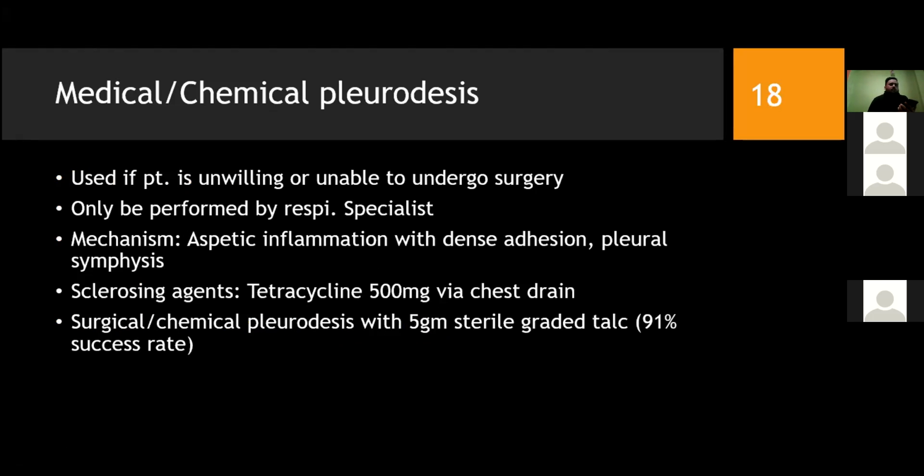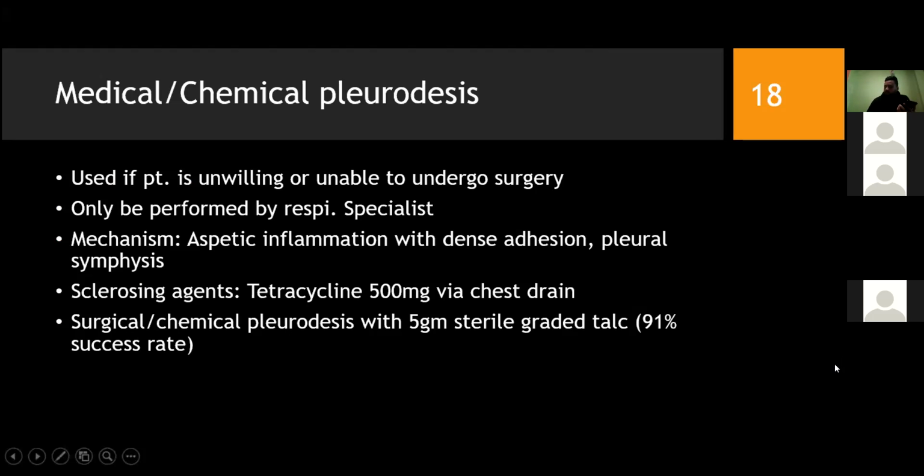Pleurodesis simply means that through the chest drain we will instill some drugs. Basically, we will use a sclerosing agent like tetracycline 500 milligram or grade 4 talc powder. Then it will cause aseptic inflammation with dense adhesion. That means there will be no potential space between the parietal pleura and the visceral pleura, and so the pneumothorax will not occur in subsequent times.